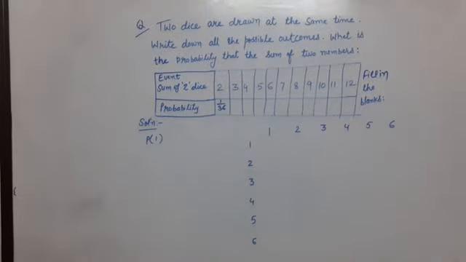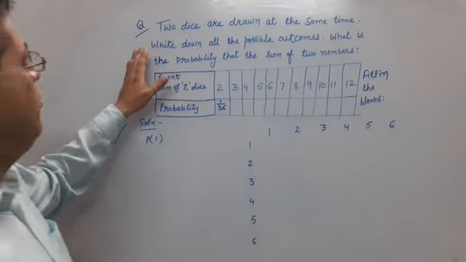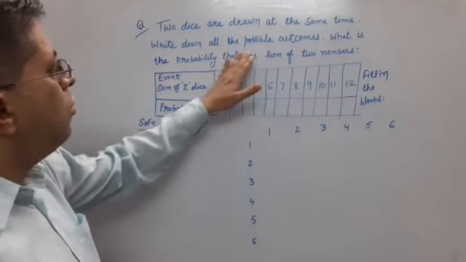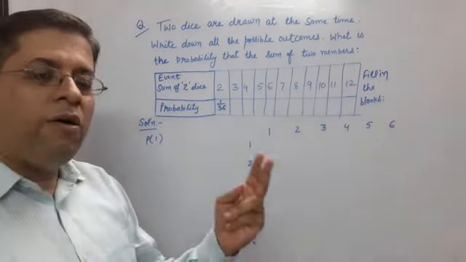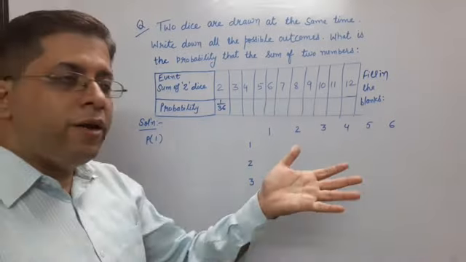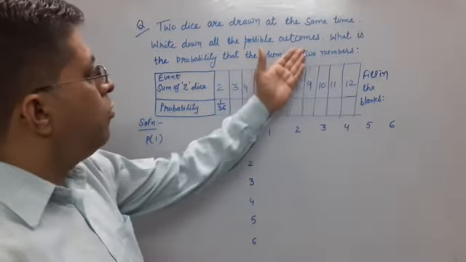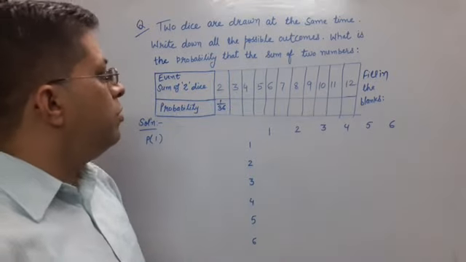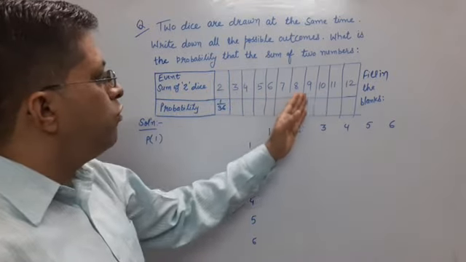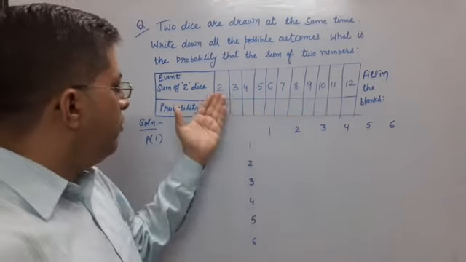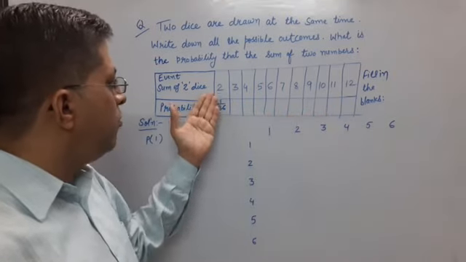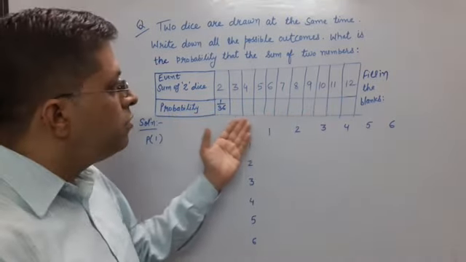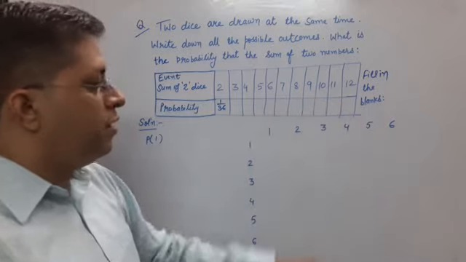Two dice are thrown at the same time. Write down all the possible outcomes. I have two dice, I am rolling them, and I have to write all possible outcomes. What is the probability that the sum of the two numbers is 2, 3, 4, 5, 6, like this? One probability is given: the probability of getting 2 is 1 upon 36, and you have to fill in these blanks.